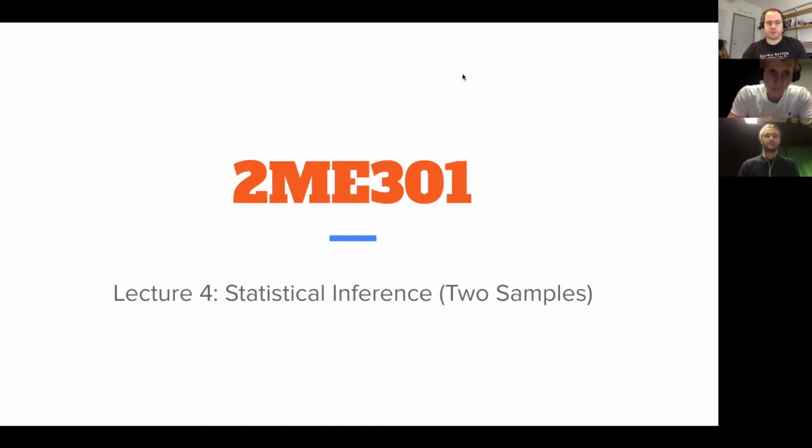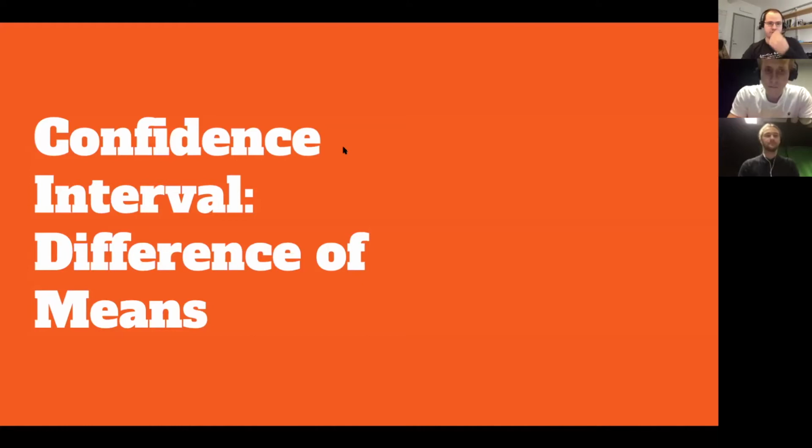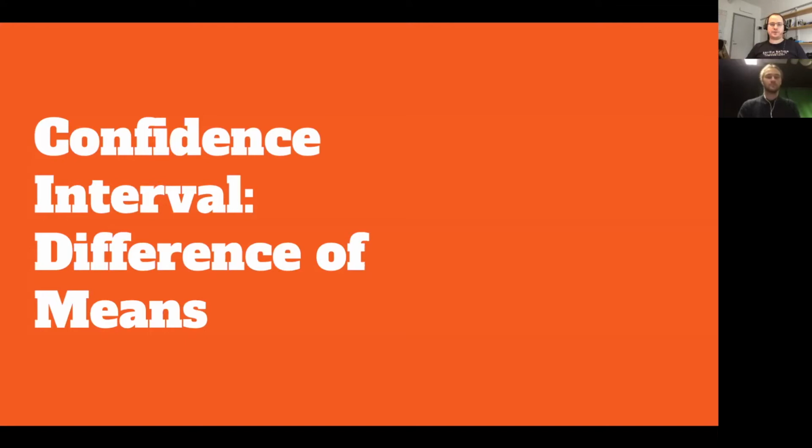We're going to build on top of what we saw in the last lecture, because there is a lot of overlap and many common things. It's still inference. It's still confidence intervals. It's still hypothesis testing. The only difference is that it's a difference.